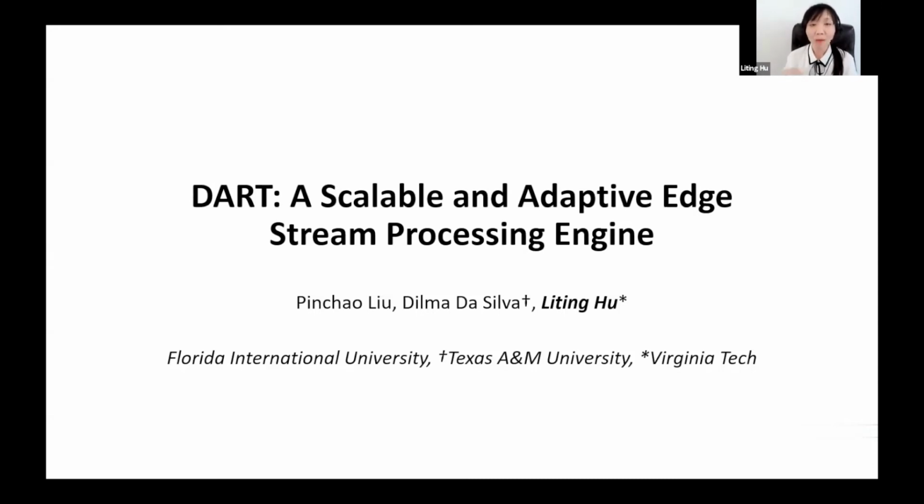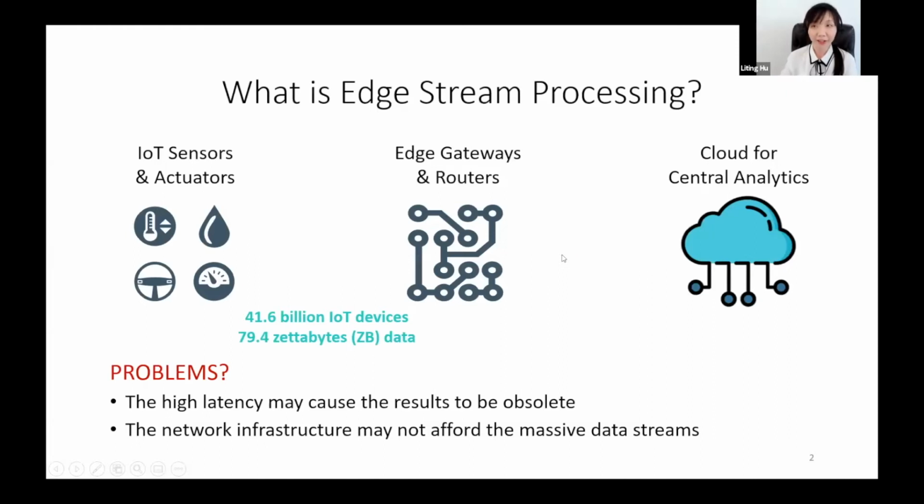Today I'm going to talk about DART, our scalable and adaptive edge stream processing engine. IoT applications such as self-driving cars, interactive gaming, and event monitoring have a tremendous potential to improve our lives. These applications generate a large amount of sensor data every second. In many time-critical scenarios, these massive data streams must be processed in a very short time to drive actionable intelligence.